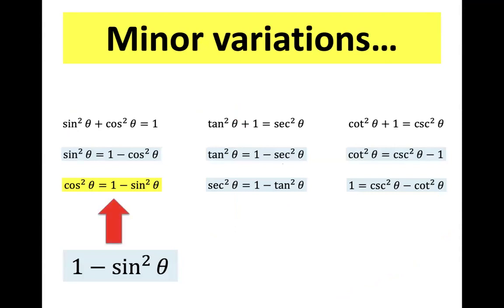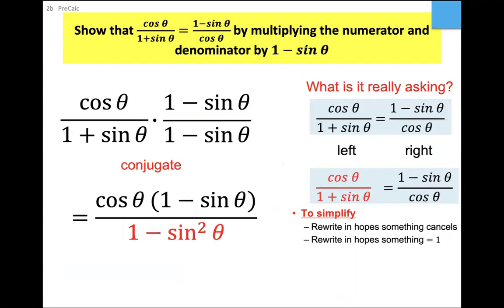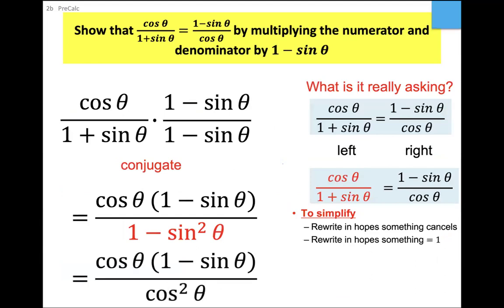That's one of those minor variants. Okay, that's useful for ours. I refer to it as you start seeing these things or anticipating these things, you're seeing the matrix appear in front of you. So I can take that red part right there, and that's equal to cosine squared theta, excuse me. Now look what we got.